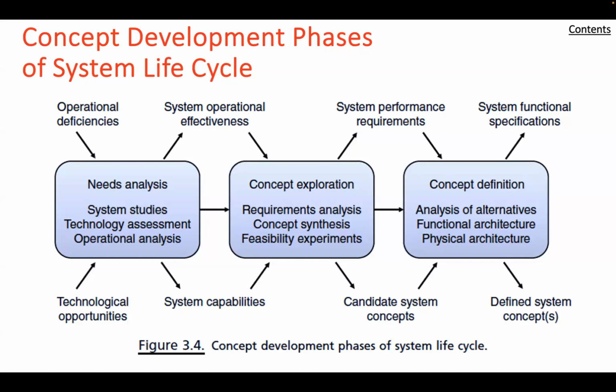Several classes of tools and practices exist to support the development of the system capabilities and effectiveness description. Most fall into two categories of mathematics known as operational analysis and operations research. However, technology assessments and experimentations are an integral part of this phase and will be used in conjunction with mathematical techniques. Next, we have the concept exploration phase.